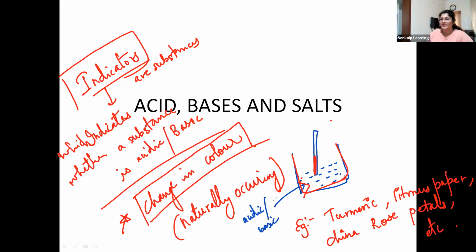Turmeric is not prepared, it is naturally available. This China rose petal is a flower. Turmeric means this.